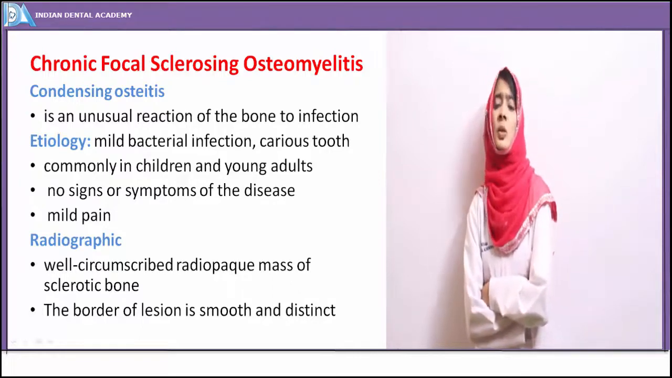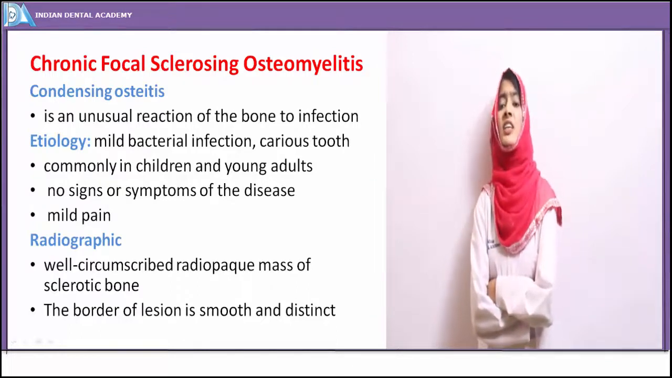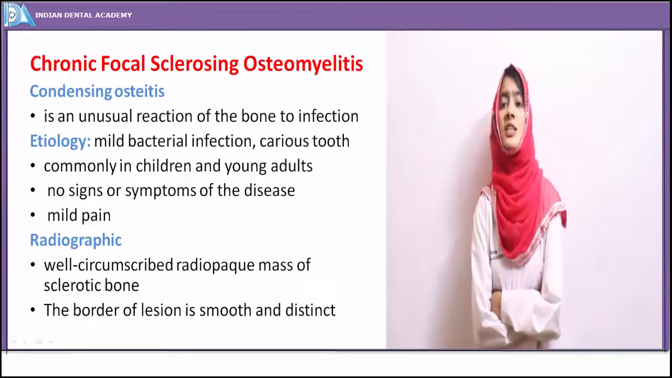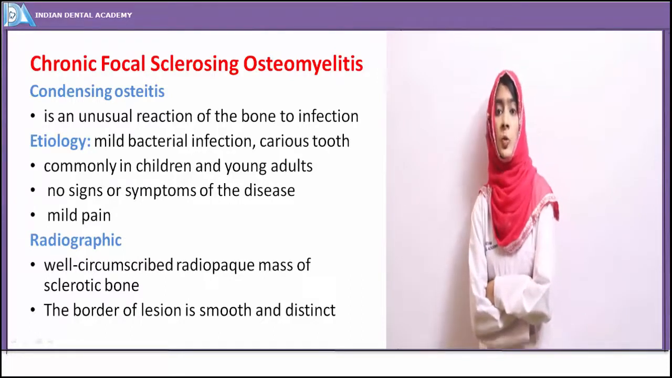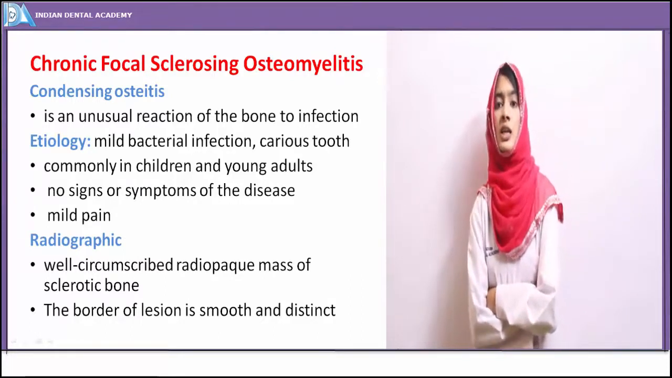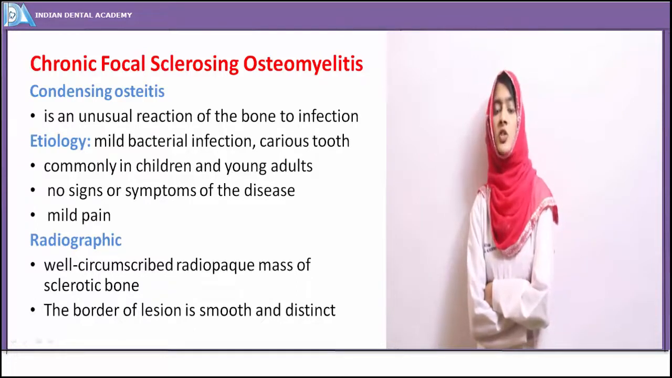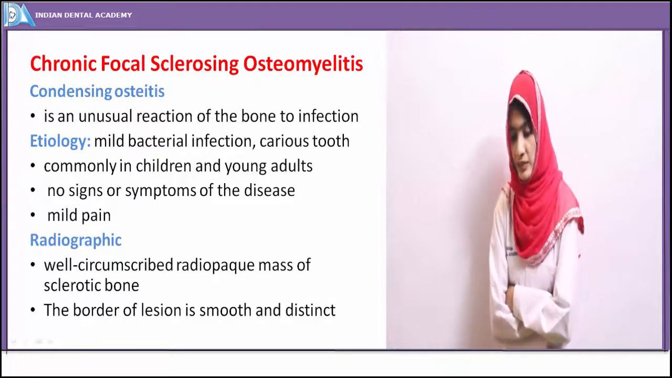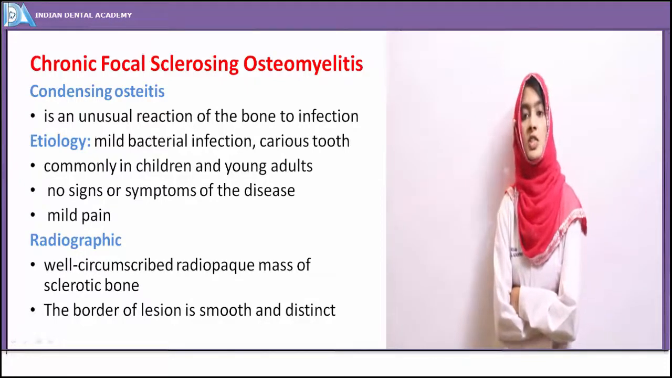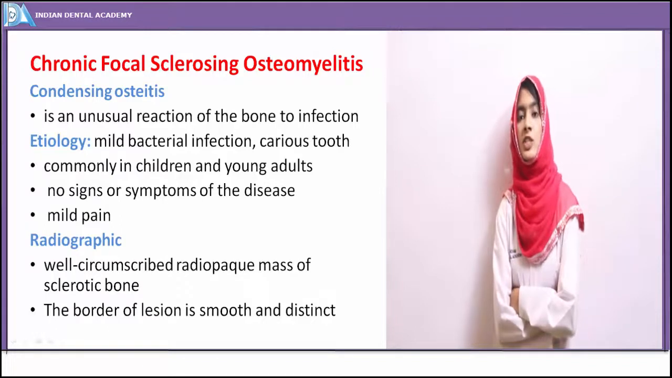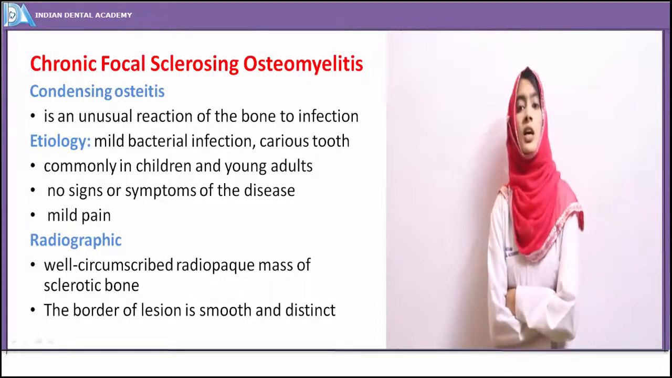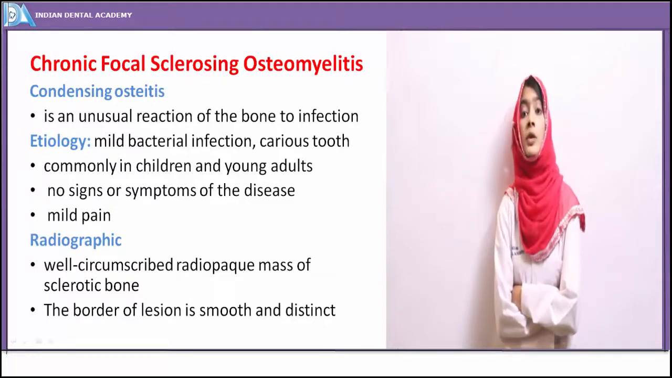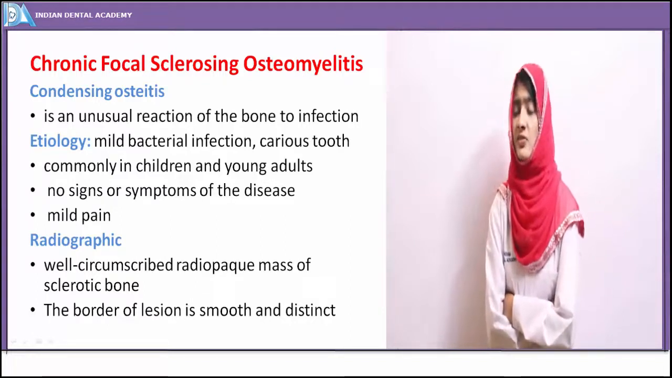Any infection to the underlying bone, if it is aggravated, leads to this condensing osteitis formation. As the name indicates, condensing osteitis is nothing but deposition of bone occurring. Osteitis, inflammation of bone, condensing type. Okay. A mild bacterial infection in the oral cavity, the presence of a carious tooth, or any periapical infection may be the cause, leading to the reaction by the bone. Okay, how the bone reacts to a mild bacterial infection, we'll see now.